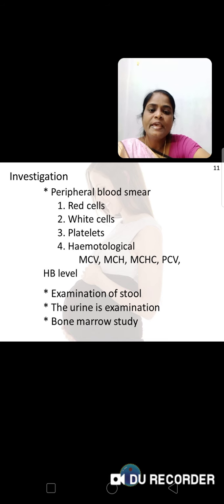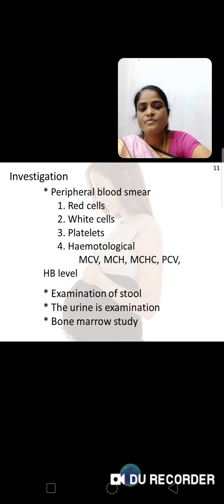And next is the examination of the stool. For bleeding piles and any infections, worm infestation, we can find out through the examination of the stool. And urine: any urinary infections, urinary disorders, or kidney disorders, we can find out through the urine examination. That is also one of the reasons for the daily loss of iron, bleeding that may lead to anemia. So we can find out through that.